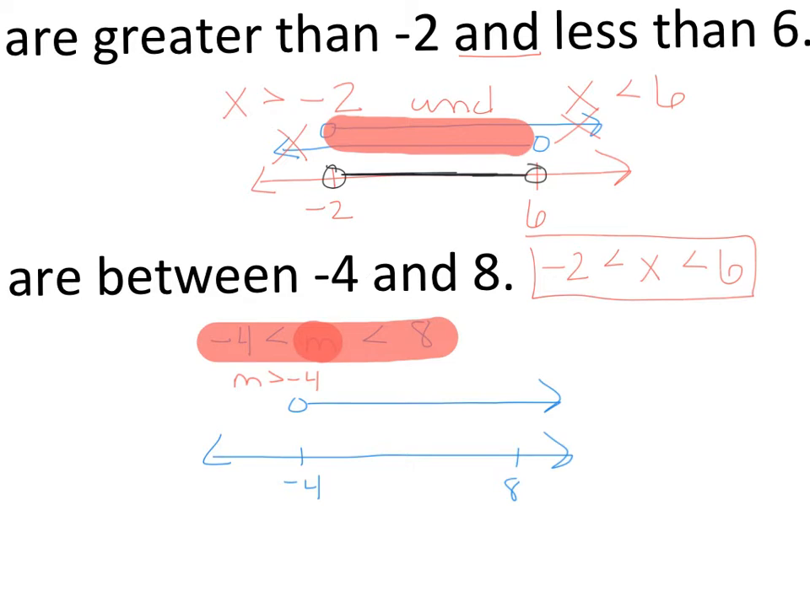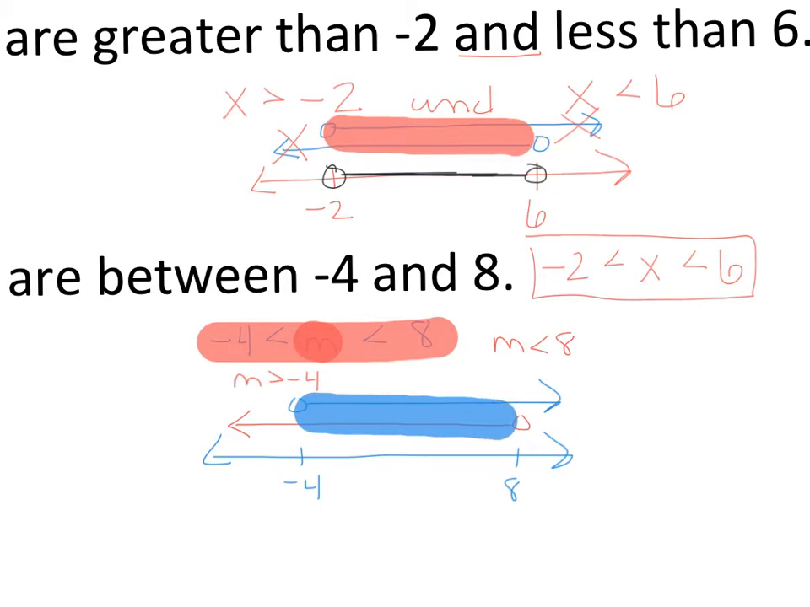So it'll be, darn it, struggling. M is less than 8. So I have an open circle on 8, and I'm heading to the left. So again, where are they overlapping? There's a double line in the middle. So we're going to write that on our final grid here.